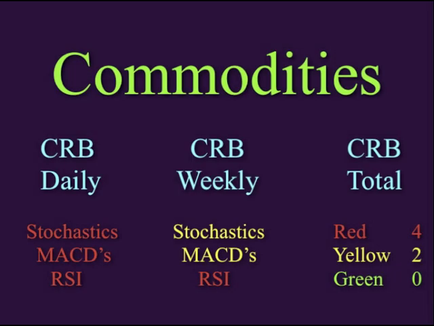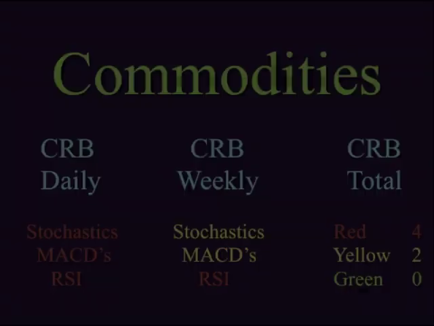And so, summing up the commodities, we analyzed the daily chart and the weekly chart. On the daily chart, we found the stochastics, MACDs, and relative strength index were all negative, and we gave them a red mark. Over on the weekly chart, found the stochastics and MACDs were neutral, gave those a yellow mark, but the relative strength index was still looking negative, gave that a red mark. And for a total, we had 4 red marks, 2 yellow marks, and 0 green marks for the commodities.